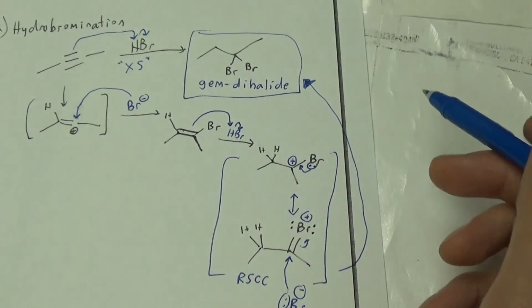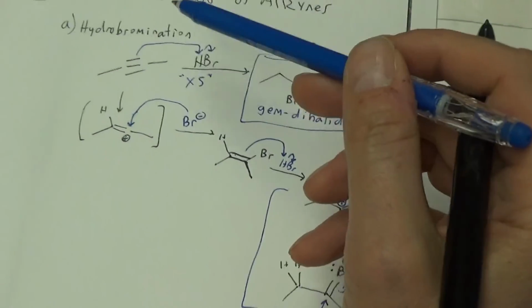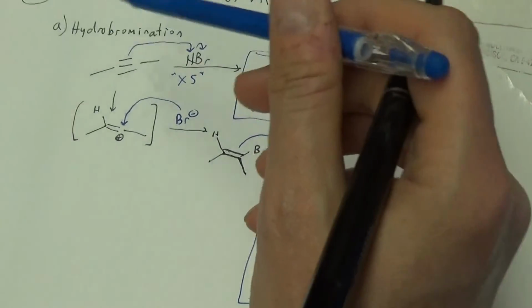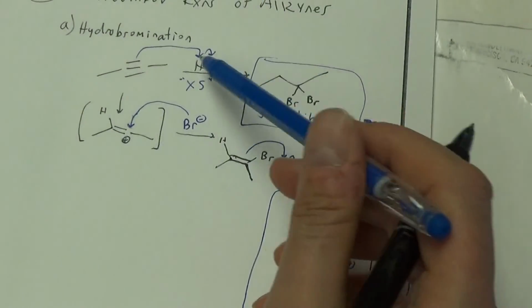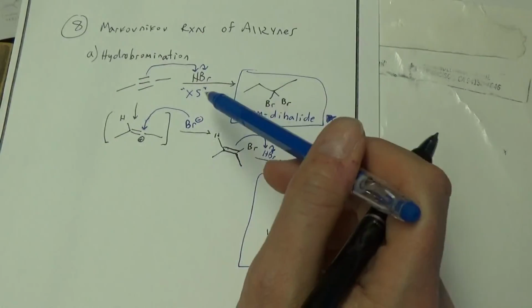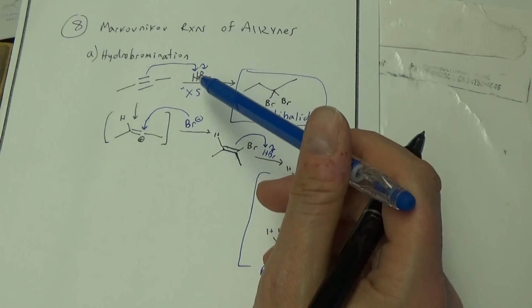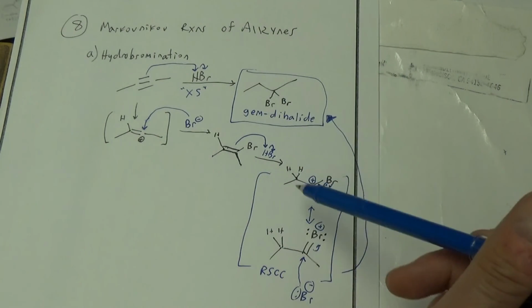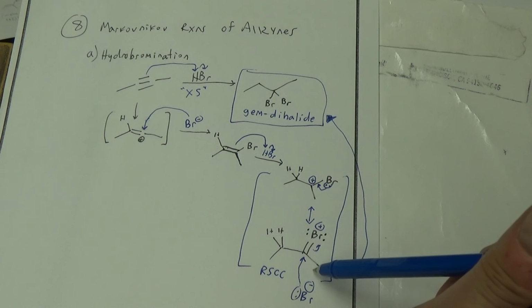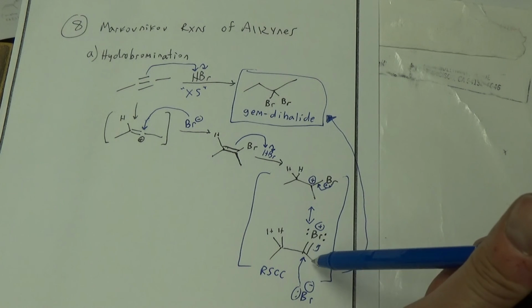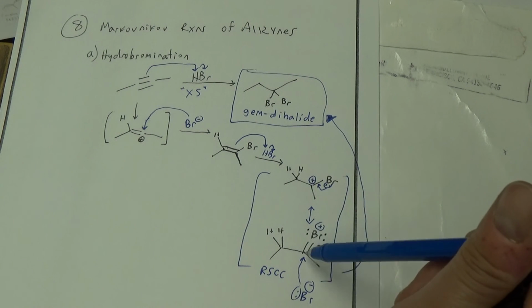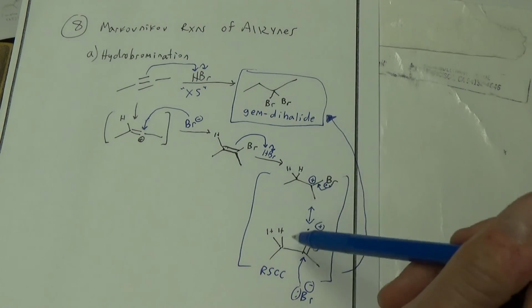So this is kind of, we call this Markovnikov. We call this reaction Markovnikov because, not because of the first reaction, but more the second reaction. The second reaction installs a Br at the more stabilized, more substituted position. Okay? All right.